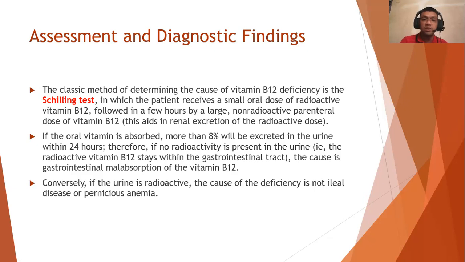If no radioactivity is present in the urine, i.e., the radioactive vitamin B12 stays within the GI tract, the cause is GI malabsorption of the vitamin B12. But if the urine is radioactive, the cause of the deficiency is not ileal disease or pernicious anemia. So take note, if the radioactive vitamin B12 is not present in the urine, there is GI malabsorption. So that would indicate that there is pernicious anemia. But if it's present in the urine, that is not pernicious anemia.